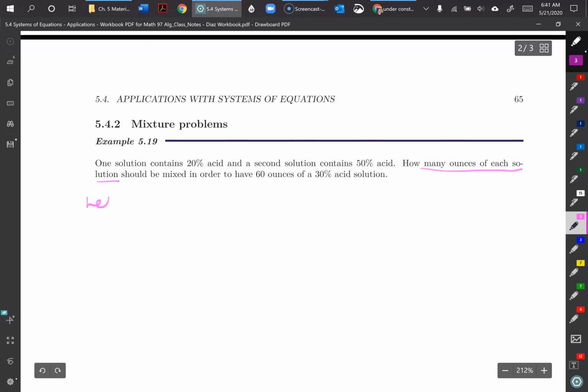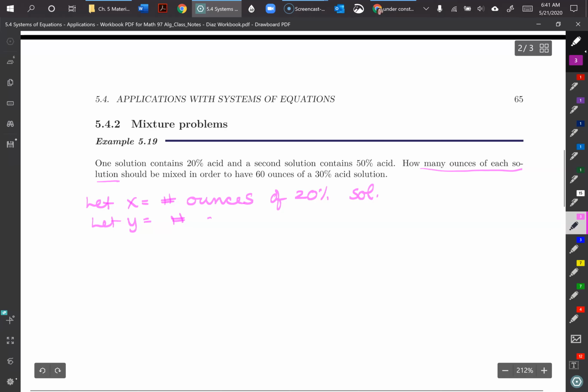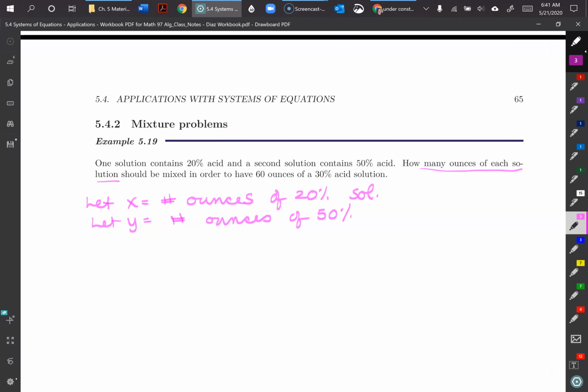So we're going to let X equal number of ounces of 20% solution, and we're going to let Y equal number of ounces of 50% of the solution. Okay. Well, 20% acid solution is basically what it is.